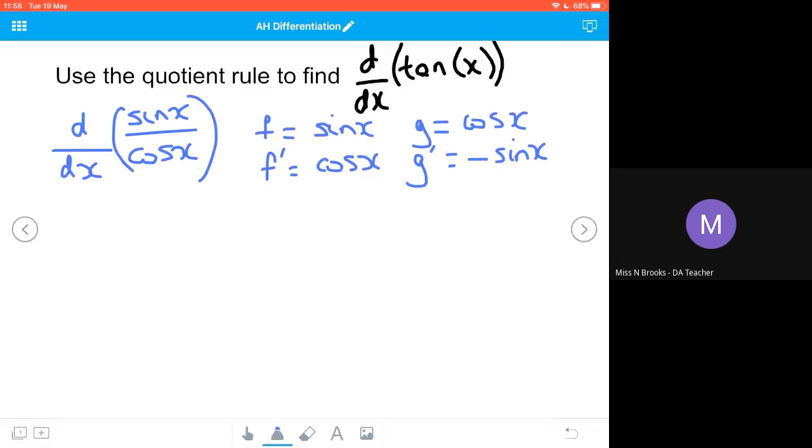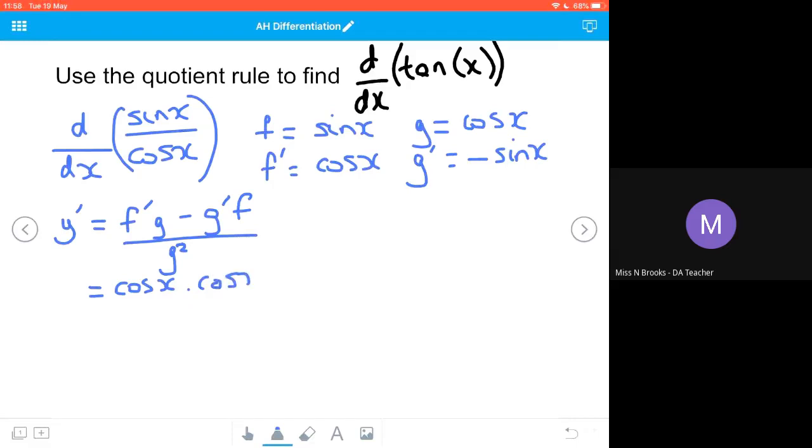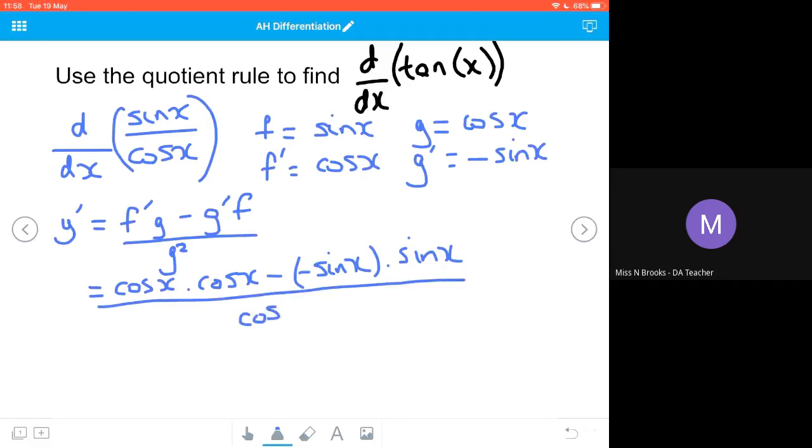Now, our quotient rule says that y prime equals f prime g minus g prime f, all divided by g squared. And we're going to substitute in our values. So f prime was the cosine of x, and g was also the cosine of x, and then we're subtracting g prime, which was negative sine of x, and then we're multiplying that by the sine of x. And the entire thing is going to be divided by cos x all squared.